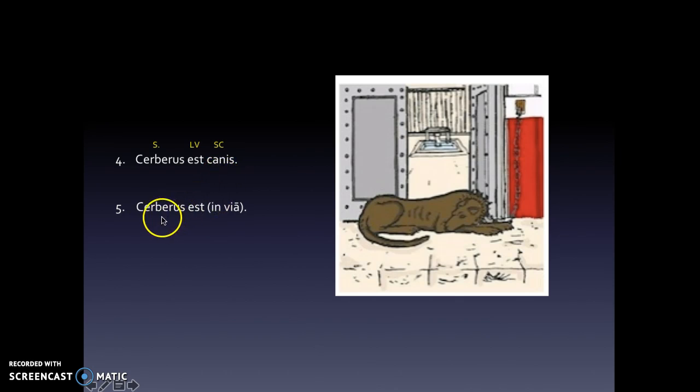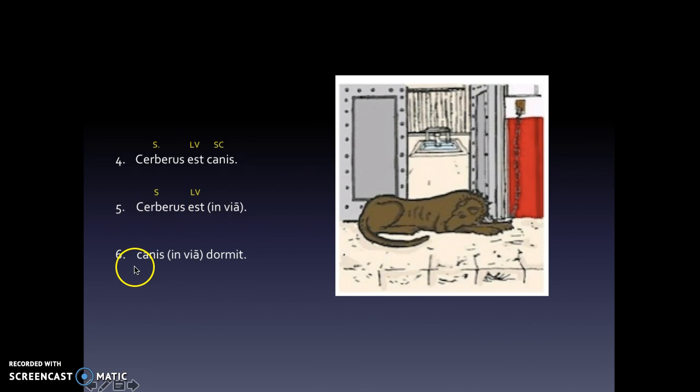All right. Cerberus est in via. Well, we've got a noun here, but this one's going with a preposition, so I'm going to put parentheses around it, set it aside, and look at what we have left. So Cerberus is a noun by itself, it's our subject. We've got a linking verb here. We're going to translate it as is. So Cerberus is in the street. We don't know what he's doing, but we do know that he's in the street.